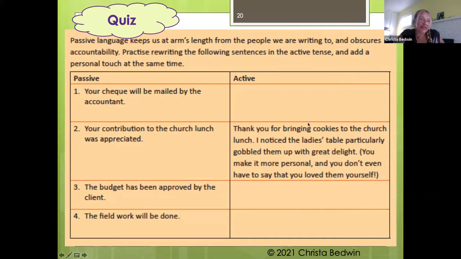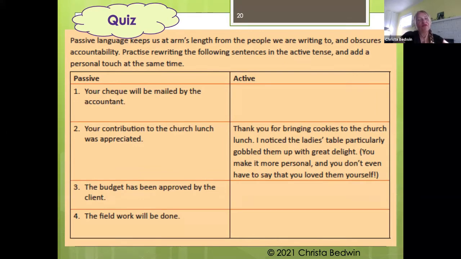So, another quiz. Maybe while people are doing this quiz, you just have to write the answer in active voice. I gave you one example. "The contribution to the church lunch was appreciated." You can imagine somebody sitting down and writing 100 cards that said "your contribution to the church lunch was appreciated," and they could send it to 100 people, and it doesn't mean anything, right?